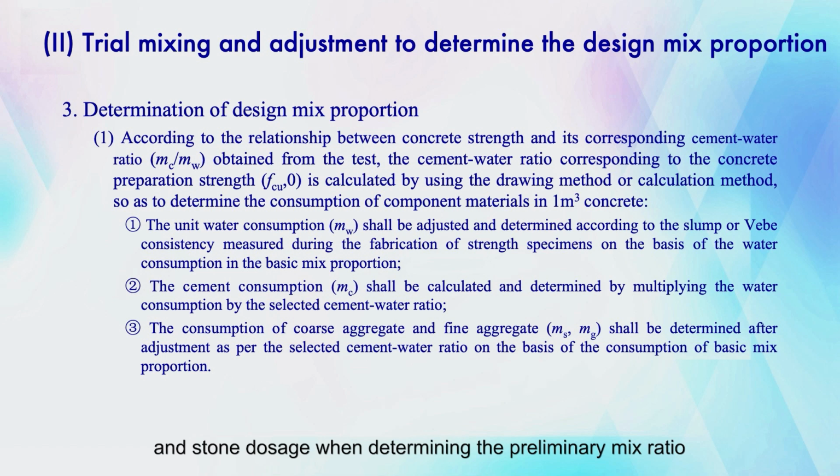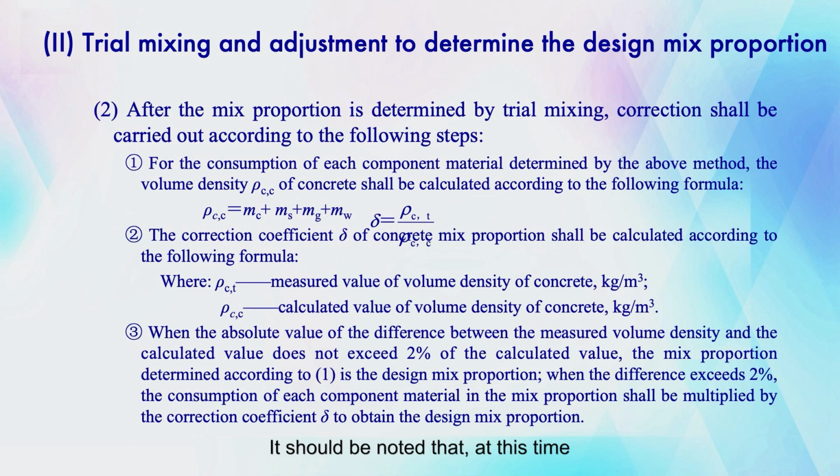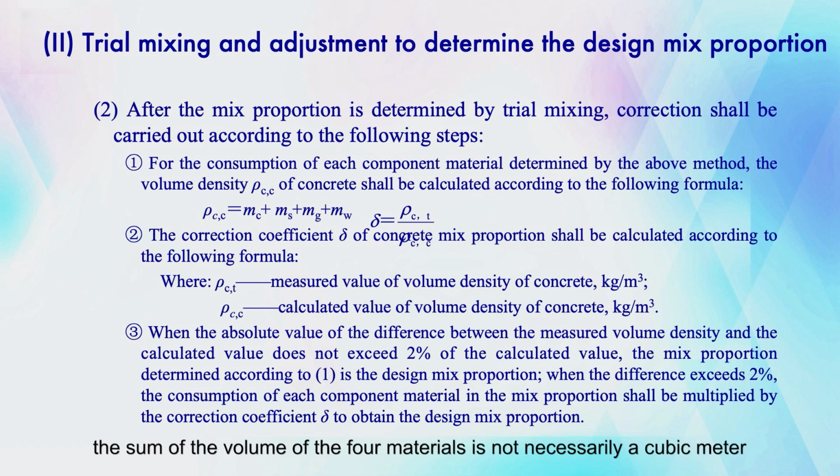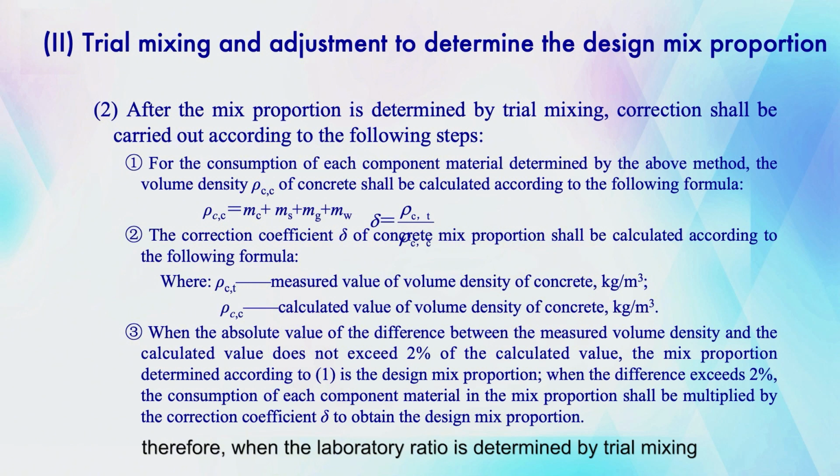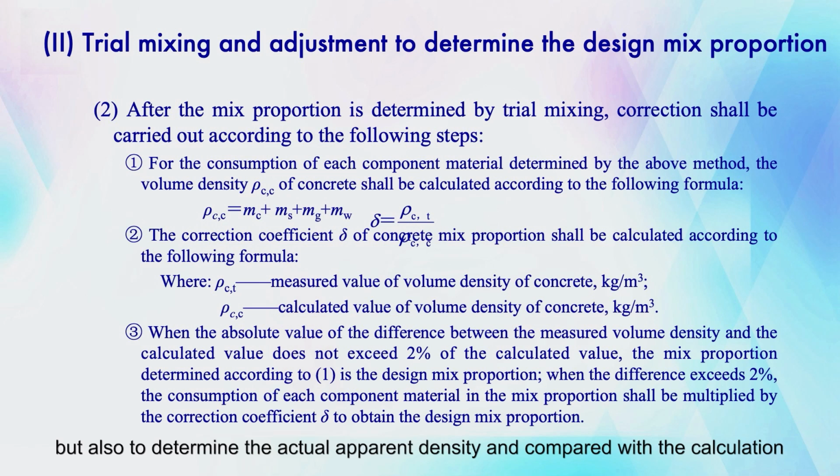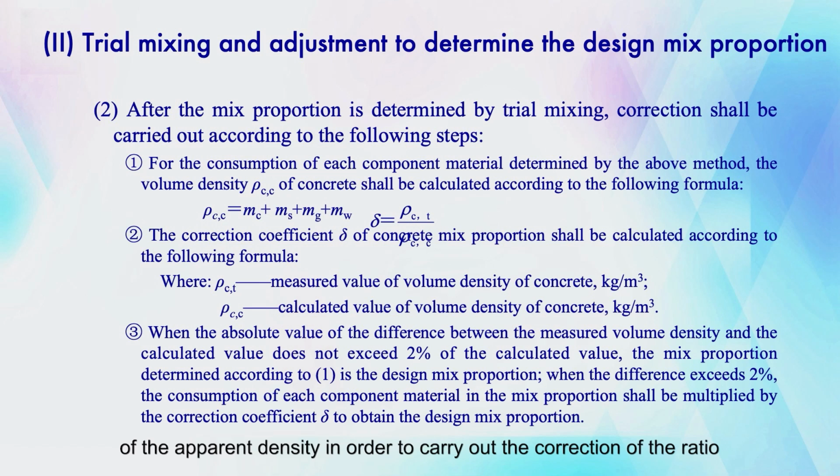It should be noted that, at this time, the sum of the volume of the 4 materials is not necessarily a cubic meter. Therefore, when the laboratory ratio is determined by trial mixing, we must also determine the actual apparent density and compare it with the calculated apparent density in order to correct the ratio. In a correction of the proportion, a correction factor is used.